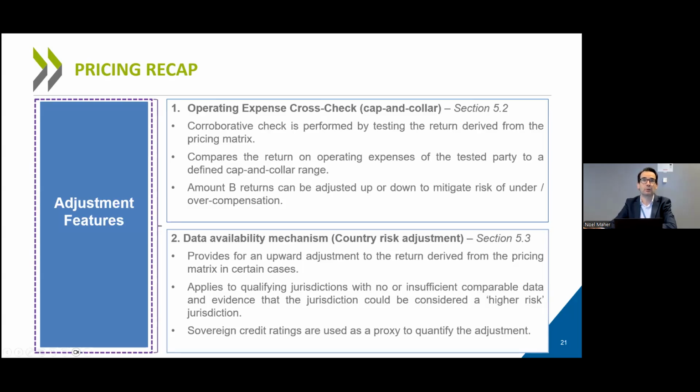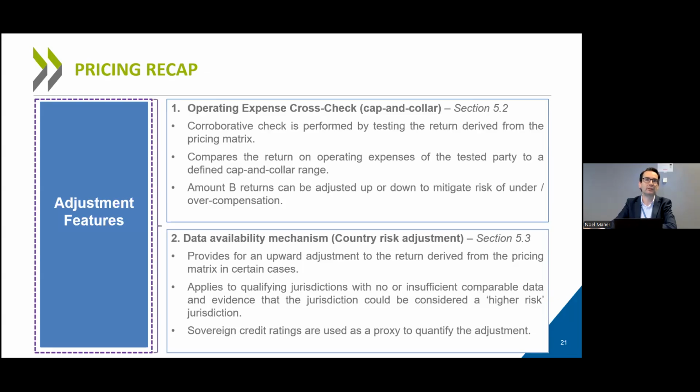So in very simple terms, you would determine the Amount B return for a given tested party. You would translate that into a return on OPEX, and then you compare that to a predefined cap and collar range. To the extent the return on OPEX for your tested party falls within the predefined cap and collar range, no further adjustment is necessary under this step. However, if you fall outside of the range, the Amount B return can be adjusted up or down to ensure that the cap and collar range test is satisfied.